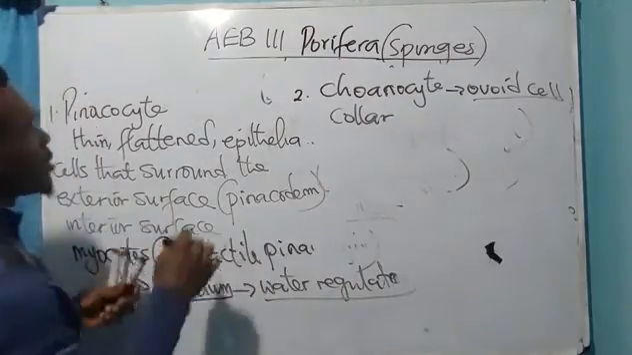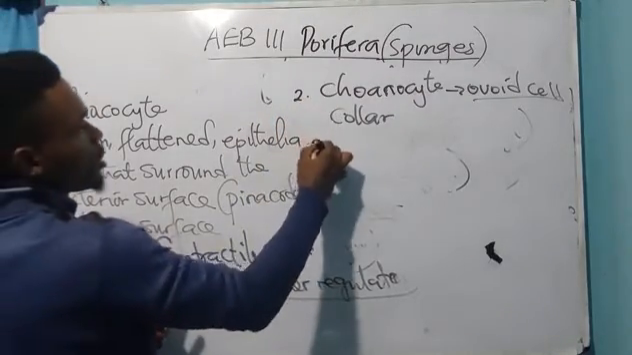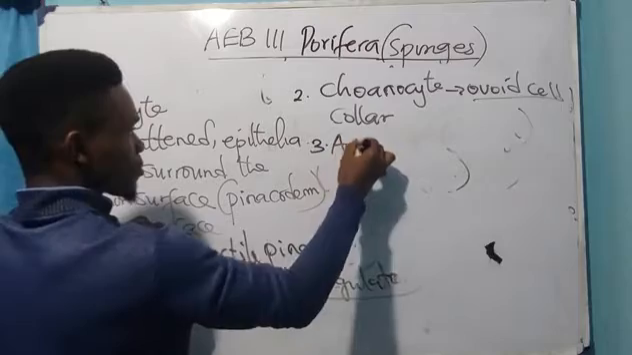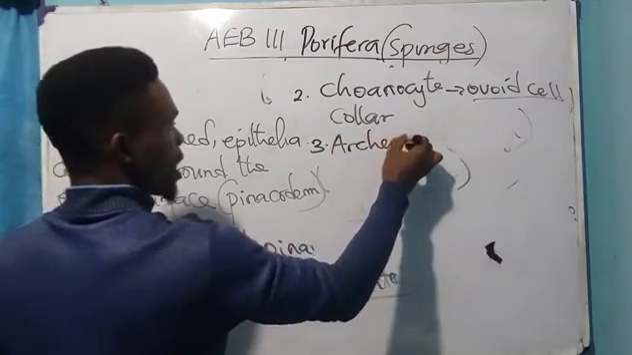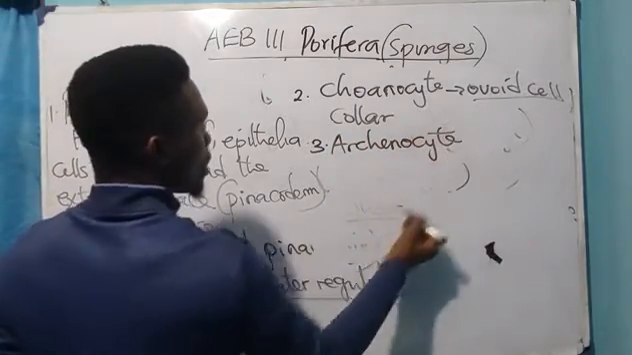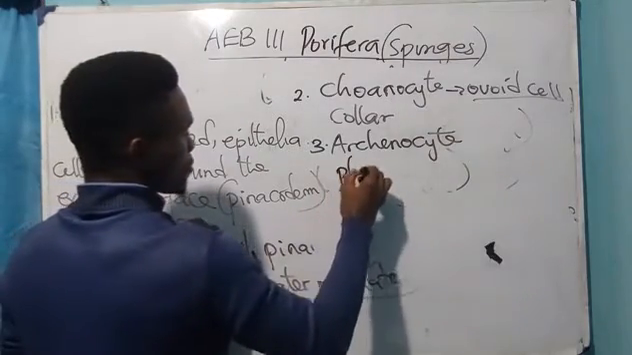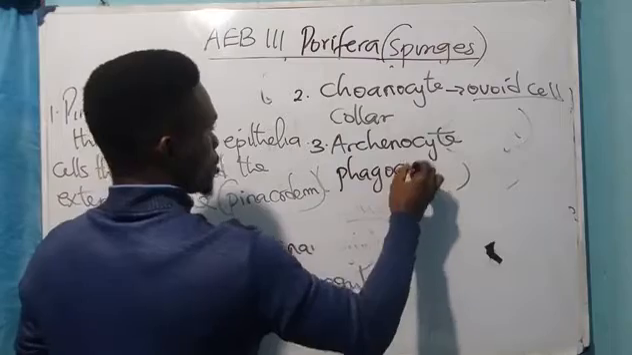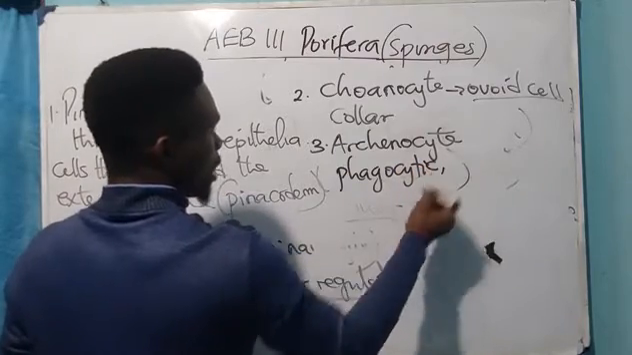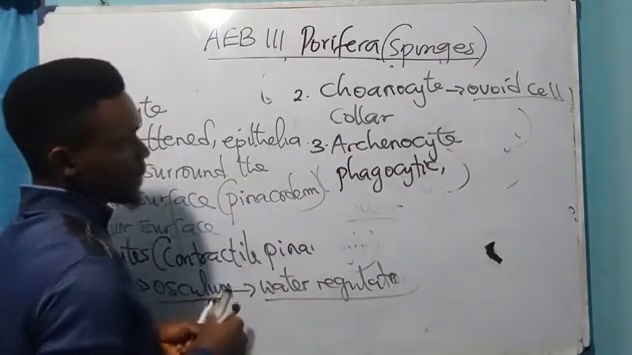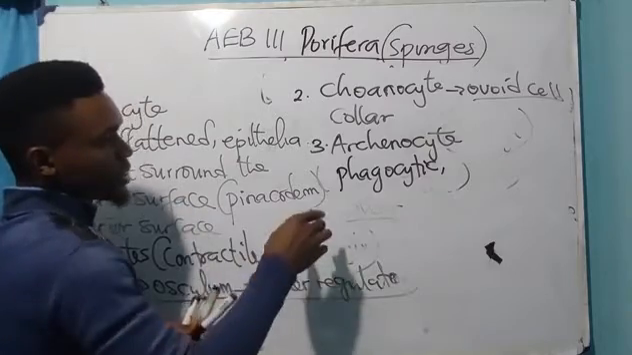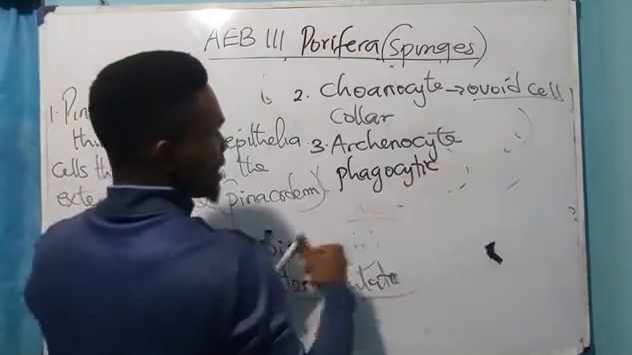Another type of cell, this is number 2, found in the sponge is called the acanthocyte. This acanthocyte is phagocytic in function, and it phagocytizes food in the pinacoderm.